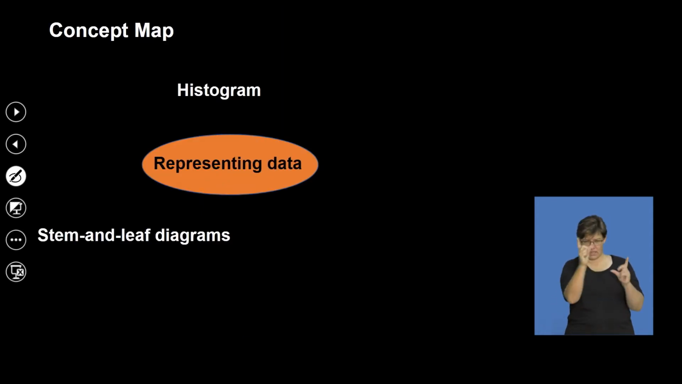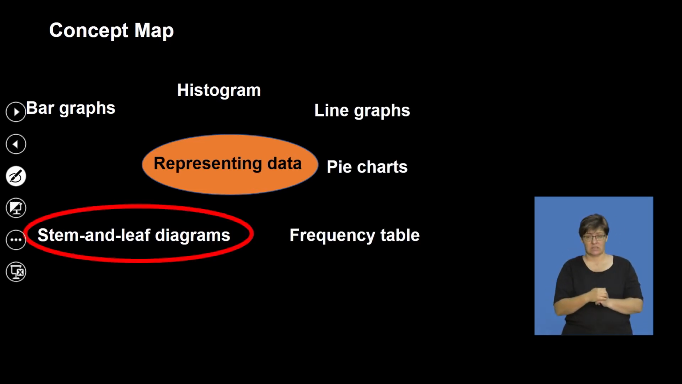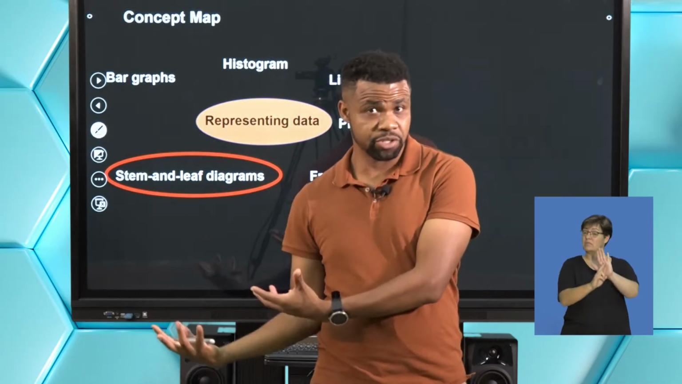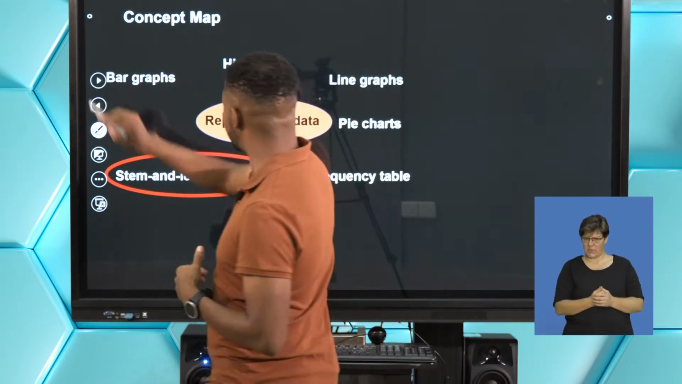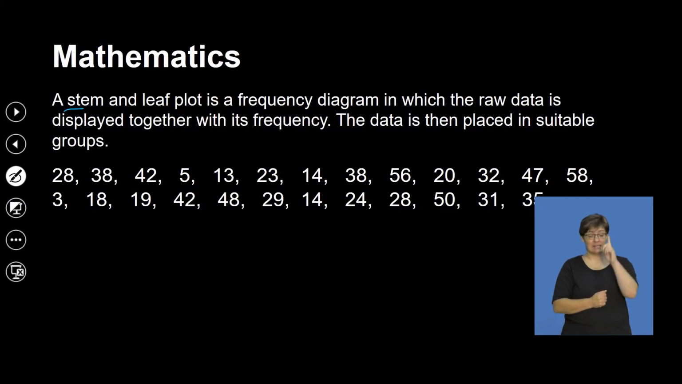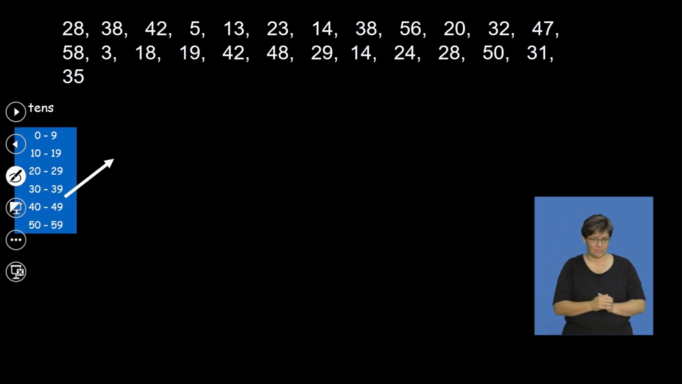We'll still go to histogram, bar chart, line graph. Now we want to focus on stem and leaf. Stem and leaf is another way of representing ungrouped data. How does this work? A stem and leaf plot is a frequency diagram in which the raw data is displayed together with its frequency. The data is then placed in a suitable group. Let's see how this works.